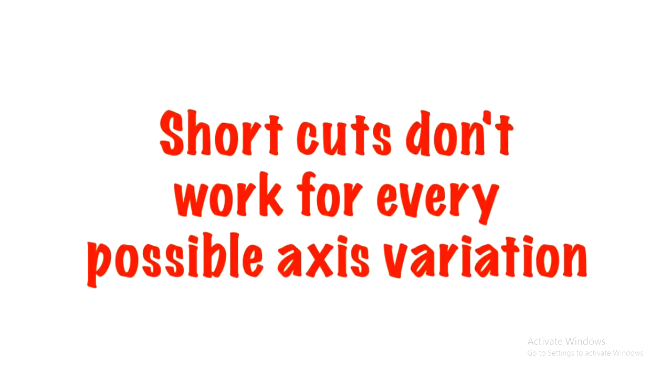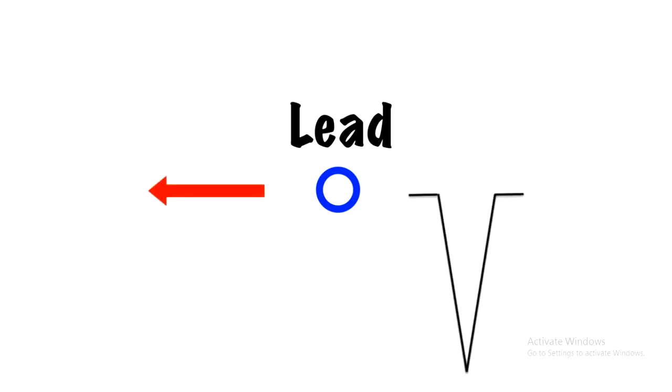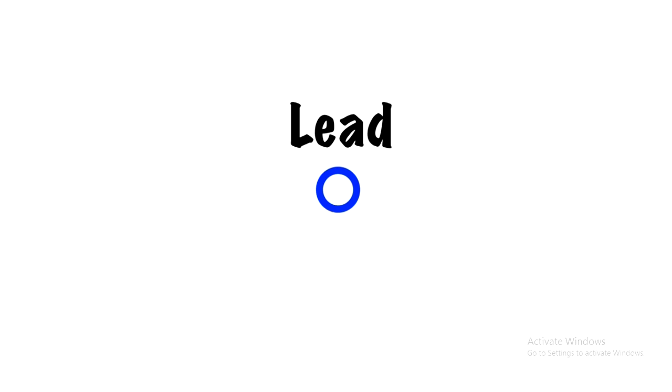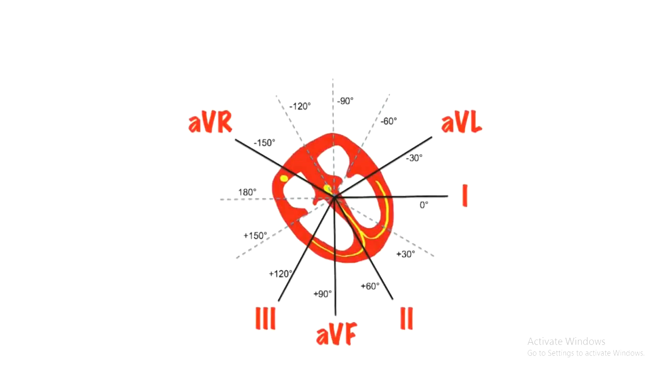As you know, the more an impulse travels towards a lead, the greater the amount of positive deflection compared to negative deflection it causes. The more it travels away from a lead, the greater the amount of negative deflection compared to positive. If the impulse is at 90 degrees to the lead, then you get an equal positive and negative deflection. What you need to do is find a lead where you have an equal amount of positive and negative deflection, or as close to as possible.